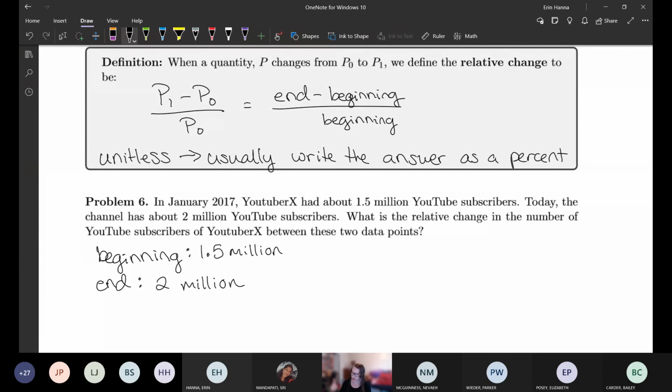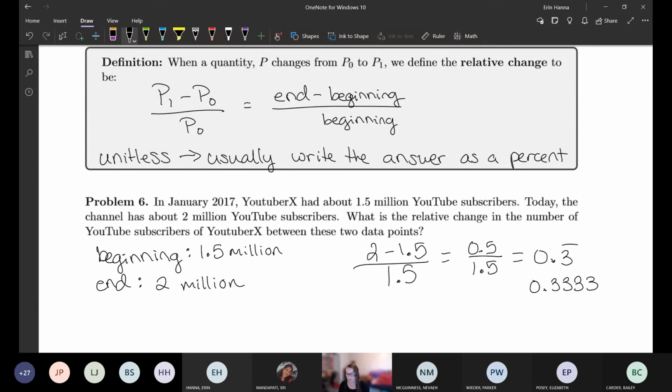Anyway, relative change: end minus beginning. So 2 minus 1.5 divided by the beginning value of 1.5. This will give us 0.5 over 1.5, which will reduce to 0.3 repeating, as long as my notes aren't lying to me. Every once in a while I do something silly when I write my notes down and the arithmetic's wrong, but that's right. So 0.3 repeating. Since we're going to change it to a percent, I'm just going to take 4 decimal places and then chop it off.